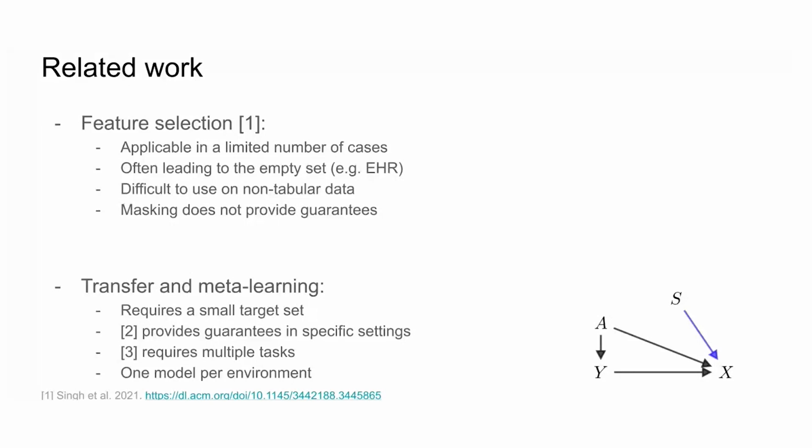And there are other approaches that refer more to transfer and meta-learning. In this case, it's more a matter of adapting in a way that is robust and fair to the new distribution. For that, you would require a small target set, usually labeled. And it does provide guarantees. So you have an example here where Schumann et al., for example, would provide guarantees in the case of covariate shift in an anti-causal graph.